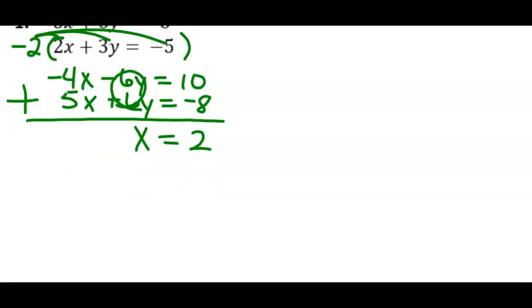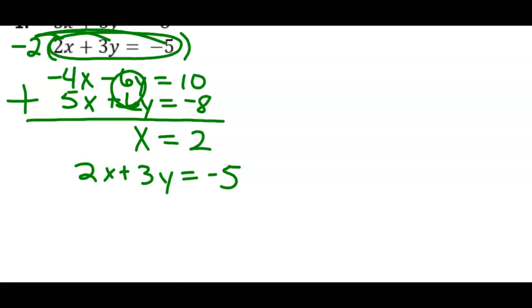I'm going to use this because they're the lowest numbers. So I like little numbers. I know you guys like little numbers. There's also not really many negatives in there. So I've got my 2x plus 3y equals negative 5.